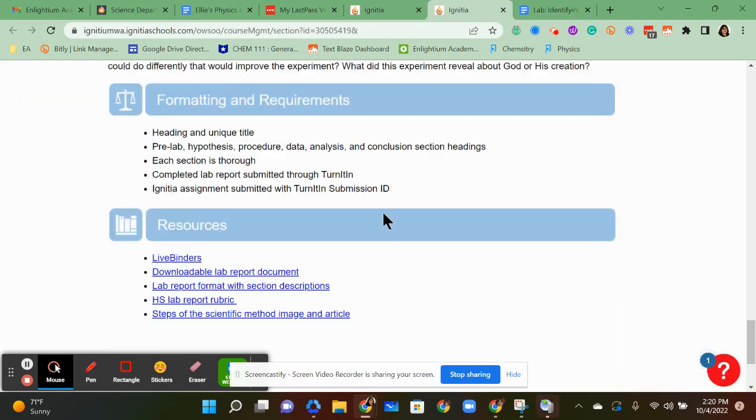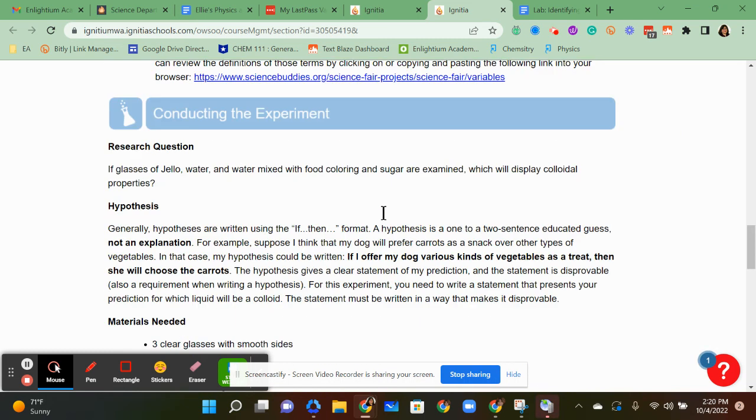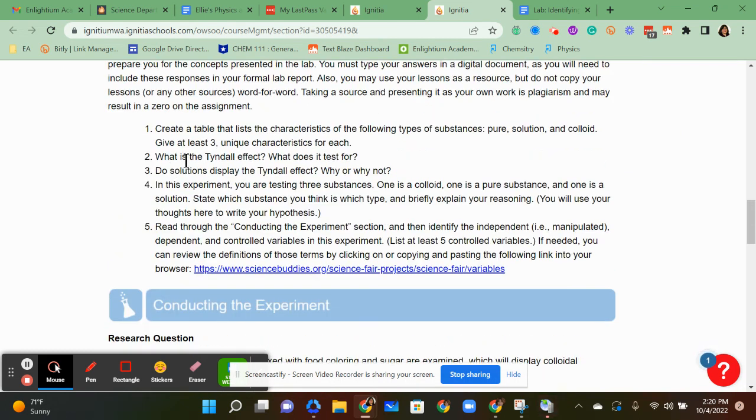So let's go ahead and take a look at some of the questions that you have for that section, for the pre-lab. They're asking you, what is the Tyndall effect? What does it test for? Do solutions display the Tyndall effect? I already went over that. Now you are going to test, and this is wrong in the instructions, you're not testing three substances. You are testing three samples. One is a colloid, one is a pure substance, and one is a solution. So we're testing three samples.